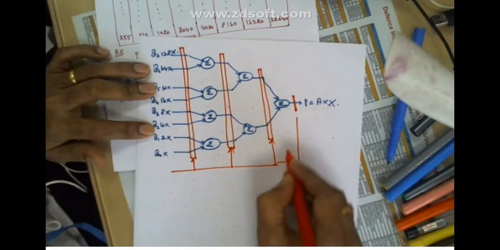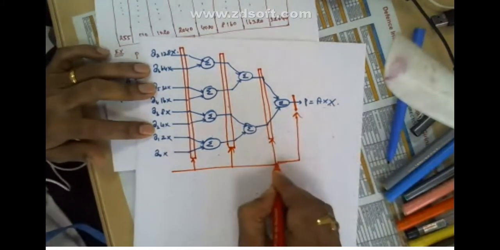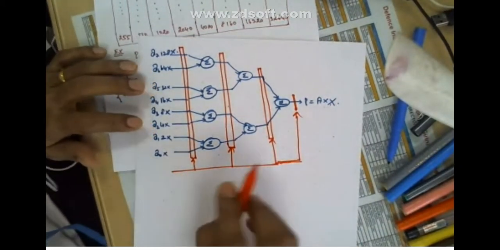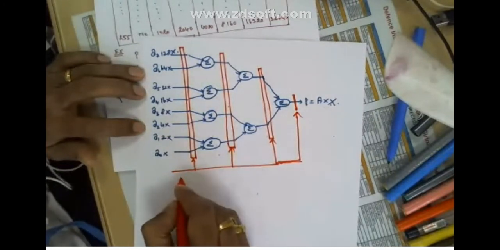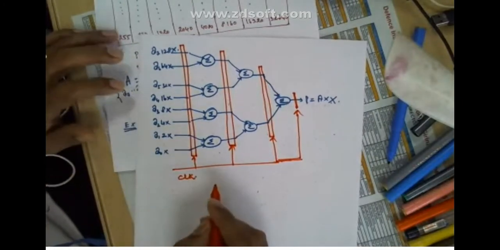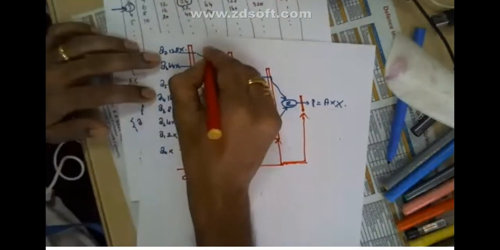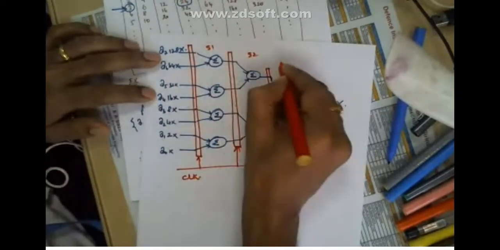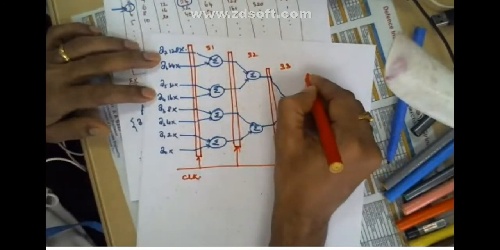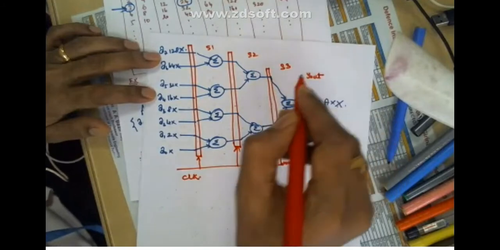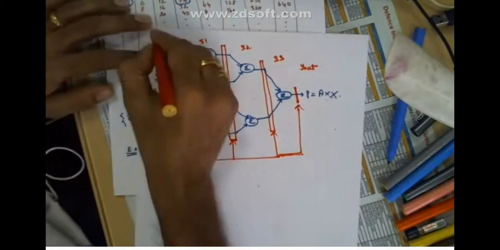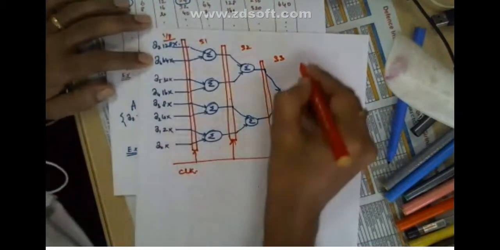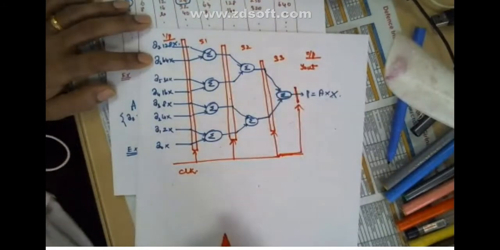The clock is applied into this summation also. This is the clock now. Now look here, this is stage 1, this is stage 2, this is stage 3, this is the output. This is the product output stage, this is the input. This is the output stage now.